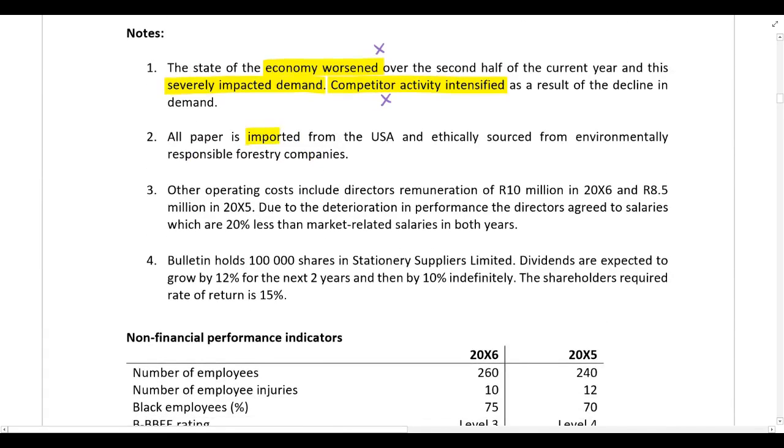All paper is imported from the USA and ethically sourced from environmentally responsible forestry companies. Okay, so if all paper is imported from the USA, that is going to expose Bulletin to currency risk, so that is a negative factor, because if the rand deteriorates against the US dollar, that will obviously have negative financial implications for the company. However, the fact that the paper is ethically sourced is obviously positive from an environmental perspective.